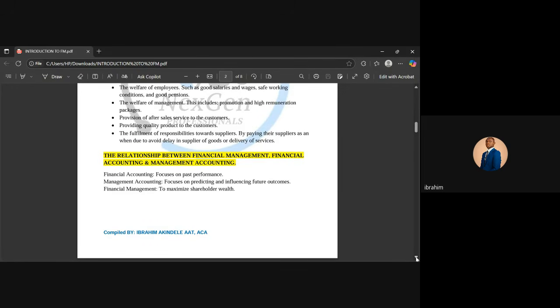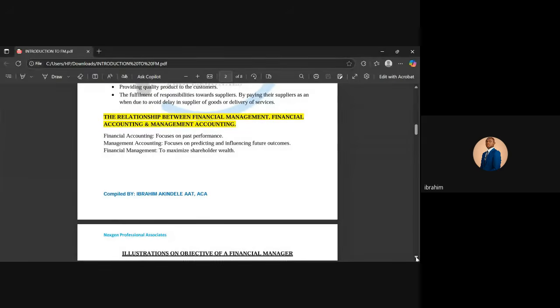In our previous lecture, I equally explained the relationship between financial management, financial accounting, and management accounting. Those guys are called financial accountants, right? They are called financial accountants. Their objective is to focus on past performance, as well as to make use of standards based on the historical cost concept.